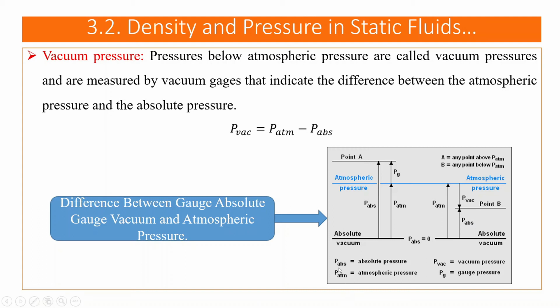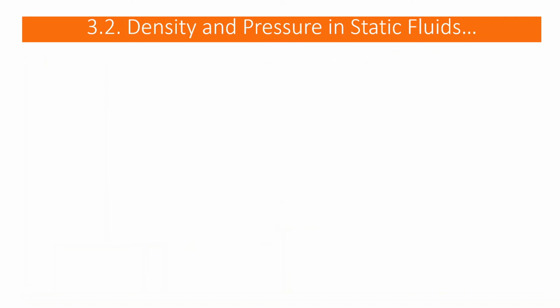So P sub ABS means absolute pressure, P sub ATM means atmospheric pressure, P sub vac means vacuum pressure, P sub G is gauge pressure. This describes all and summarizes the points regarding vacuum pressure, absolute pressure, and pressure of the atmosphere. Having this in mind, now let's go to the next slide.